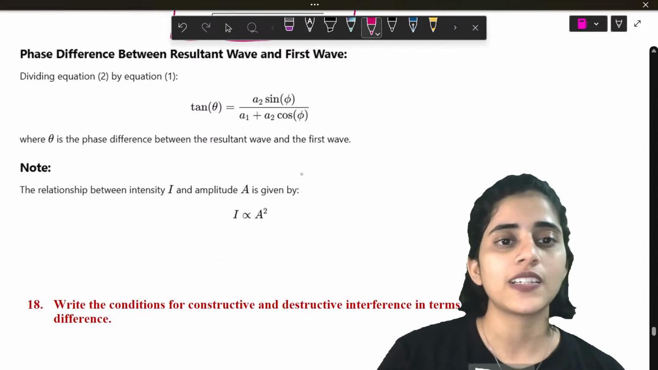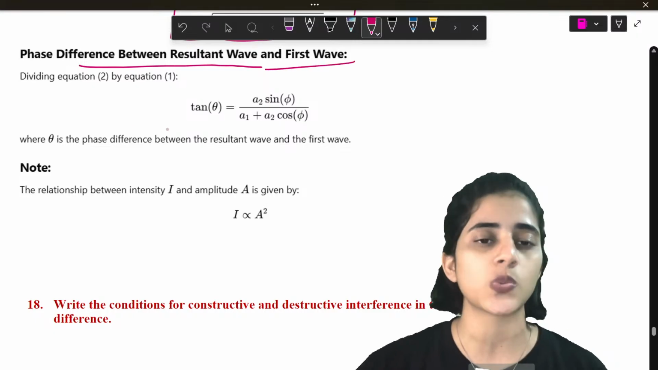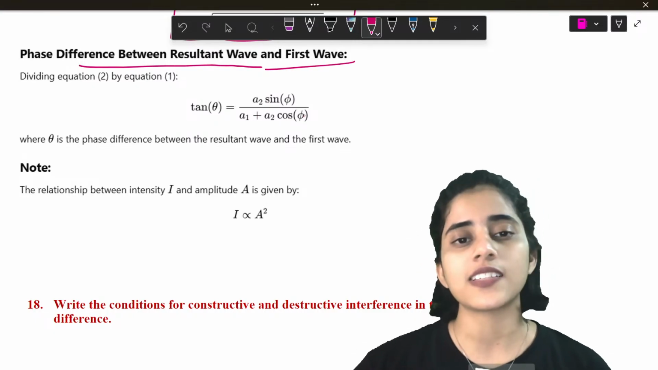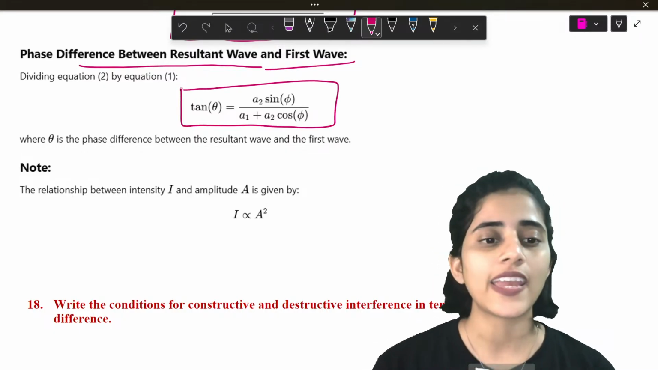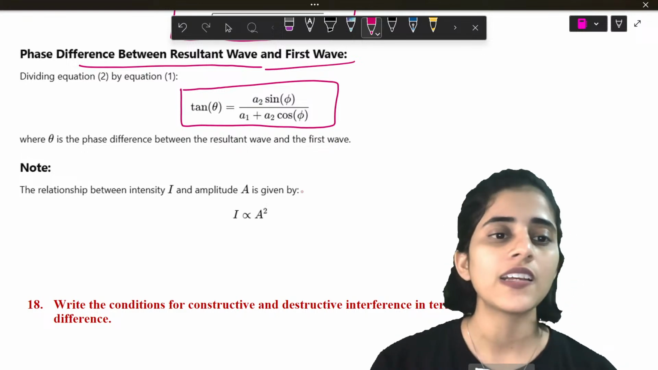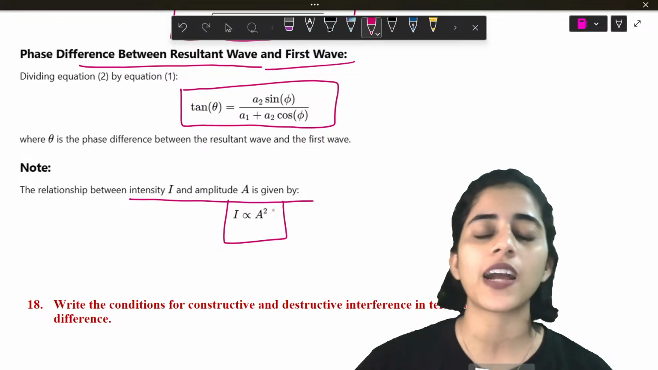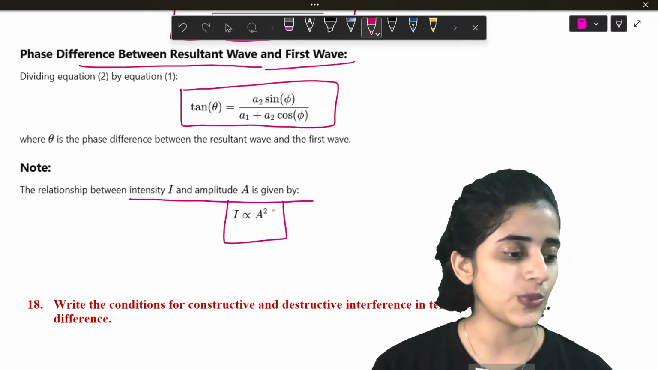Next is the path difference between the resultant wave and the first wave. It is given by tan theta, and tan theta is A2 sin phi divided by A1 plus A2 cos phi. And the relationship between intensity and amplitude is given by I is proportional to A squared.